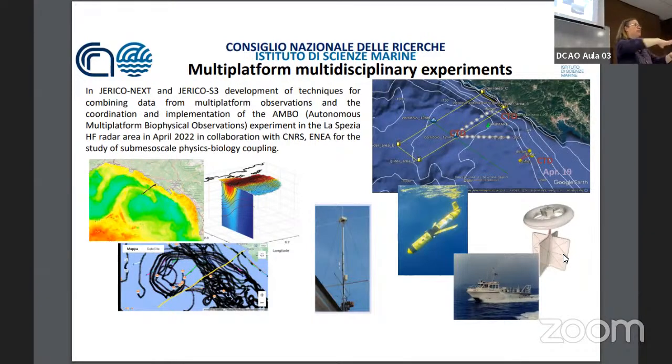And then we combine, and we are still working on it, the HF radar field at the surface, so the surface currents, with glider transects inside the HF radar field. And we also had drifter deployments inside the same HF radar field and other in situ observation to calibrate and validate the glider observation, especially the biogeochemical ones.